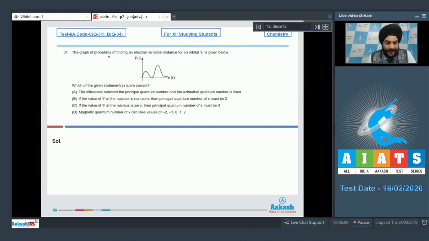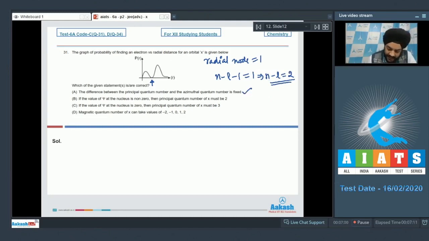Question number 31. The graph of probability of finding an electron versus the radial distance for an orbital X is given below. So we have a curve of P(r) versus r, students, and we have to comment on the correct statements out of these given options. Option A says the difference between the principal quantum number and the azimuthal quantum number is fixed. If you look very carefully at the graph which is given to us, we can clearly see that it has one radial node only. If the number of radial nodes is 1, it means that the value of n minus l minus 1 shall be equal to 1. So this means that the value of n minus l is equal to 2, which implies that the difference between the principal quantum number and the azimuthal quantum number is a fixed number.